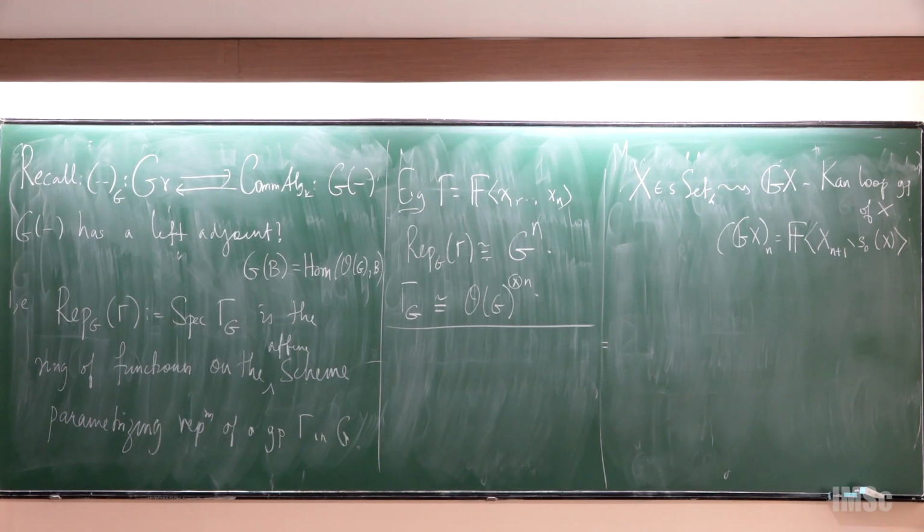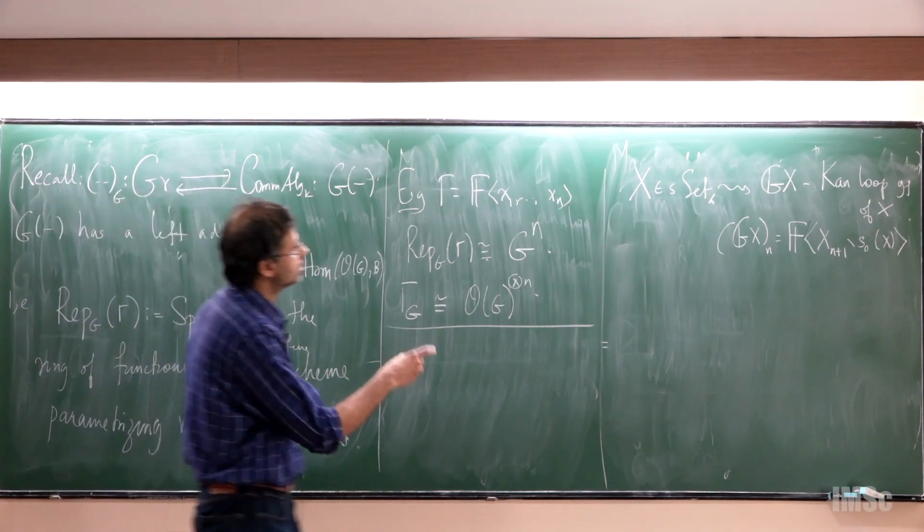The reason it's called the Kan loop group is simply because if I forget the fact it's a simplicial group, view it as a simplicial set and blindly do geometric realization, you end up getting the based loop space of X, the based loop space of the geometric realization of X. So that's why it's a loop construction. Okay. So you do this.